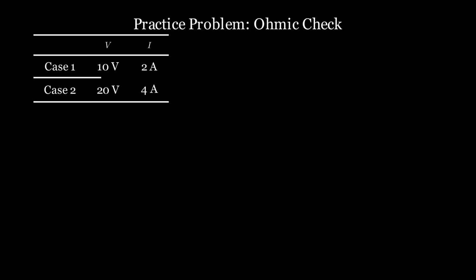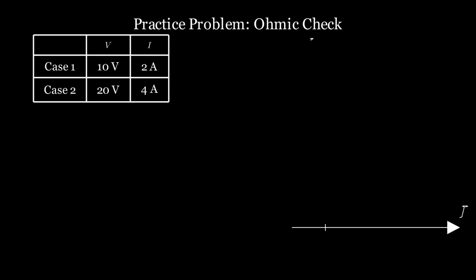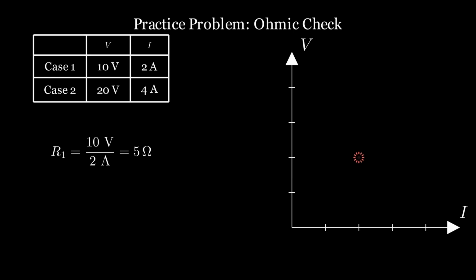Consider, for instance, a wire with a current of 2 amperes at a voltage of 10 volts, and a current of 4 amps at a voltage of 20 volts. Try calculating the resistance in both cases and checking if this is an ohmic conductor. This is a simple application of Ohm's law. At first, we have R equals 10 over 2 equals 5 ohms. Secondly, we have R equals 20 divided by 4 equals 5 ohms.